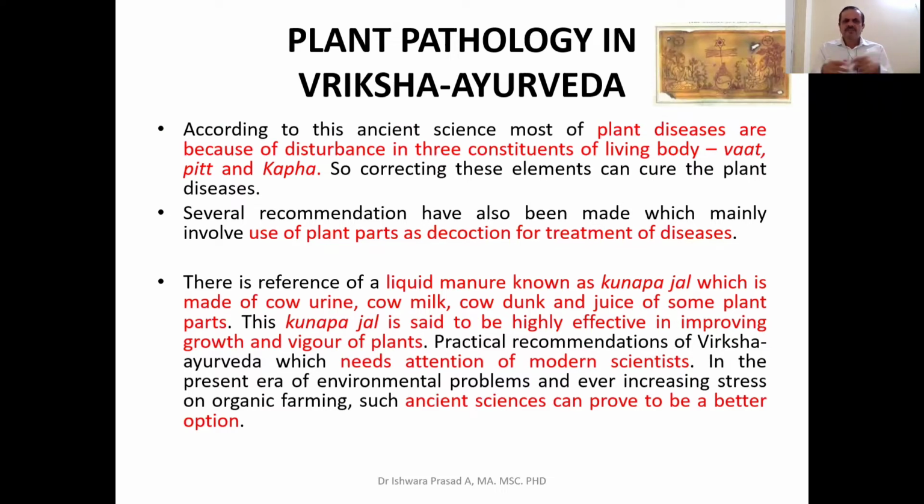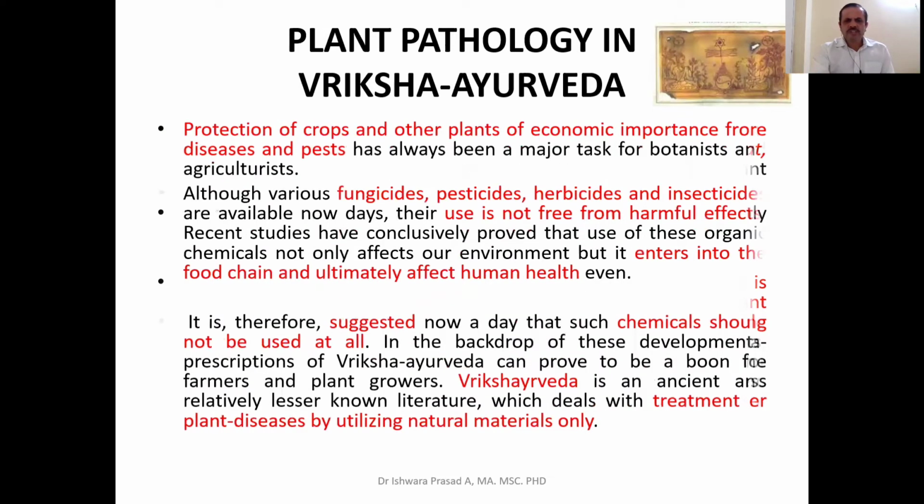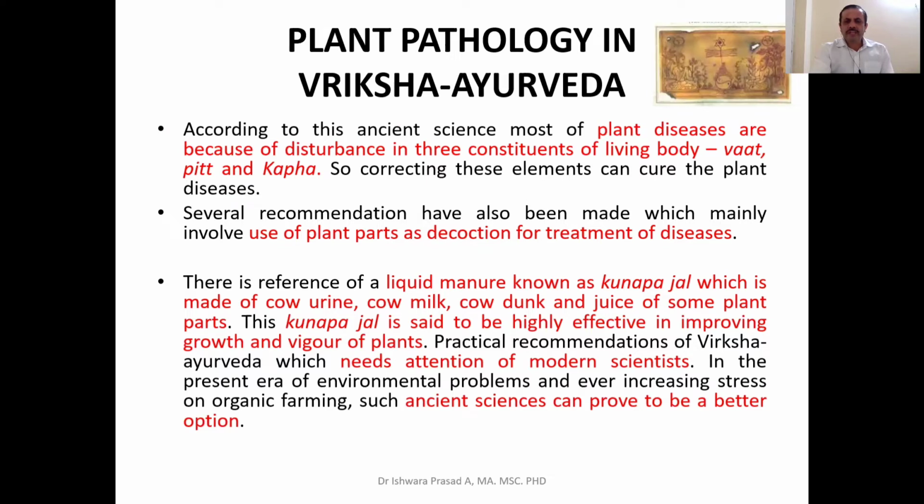There is a reference to a liquid manure known as Kunapajala, which is made of cow urine, cow milk, cow dung, and some plant parts. This Kunapajala is said to be highly effective in improving the growth and vigor of plants. These are practical recommendations of Vriksha Ayurveda which need the attention of modern scientists.